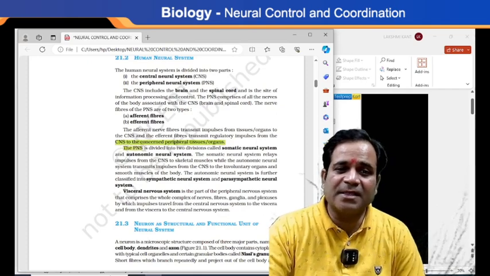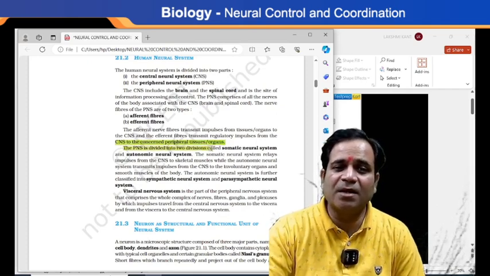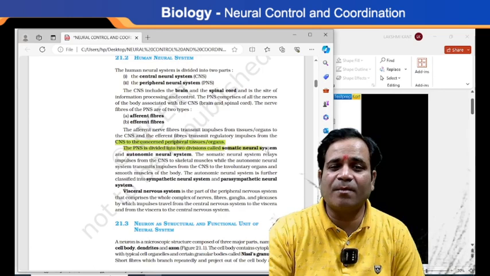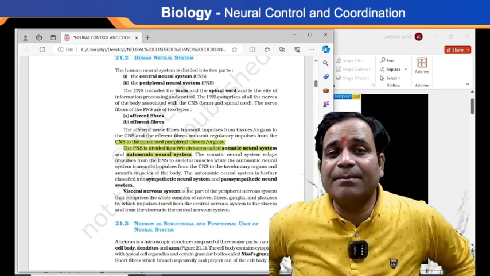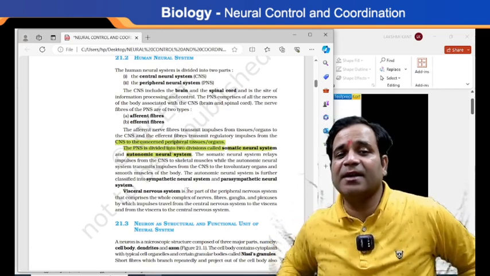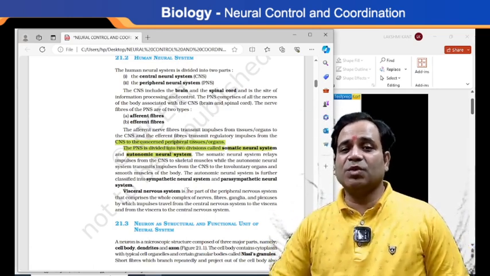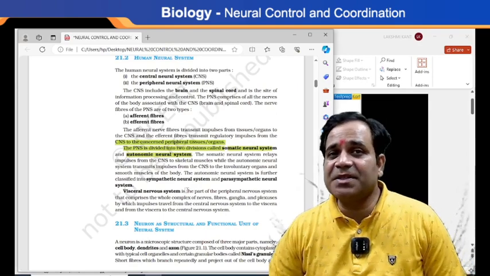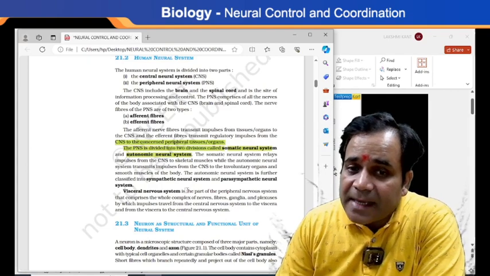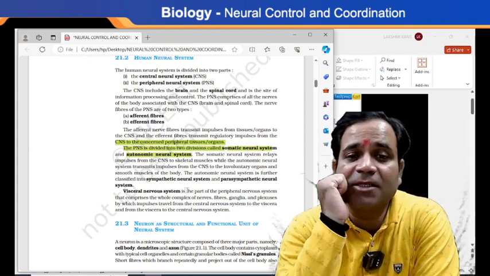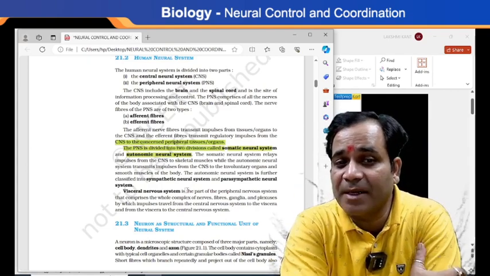So see, the PNS is divided into two divisions, that is called somatic neural system and autonomic nervous system. Like this. See, here I am saying to you that the PNS is further classified into how many parts? The two. One is the somatic nervous system, second one is the autonomic neural system. Now the question is here, sir, how do we define the somatic neural system and the autonomic neural system?